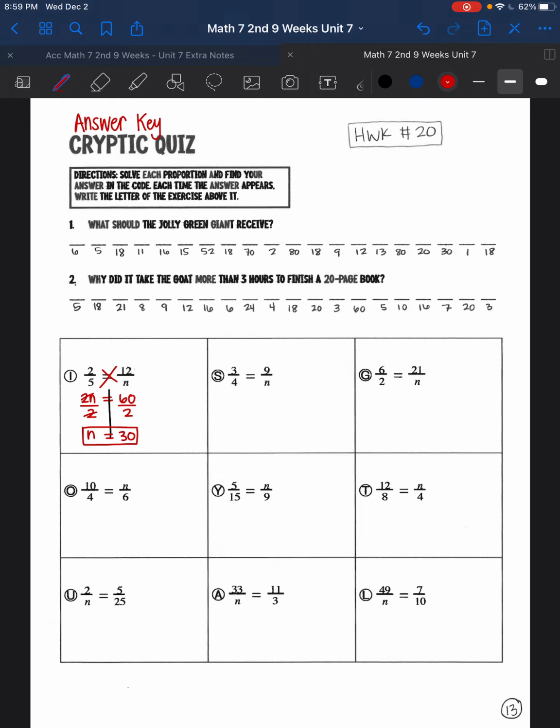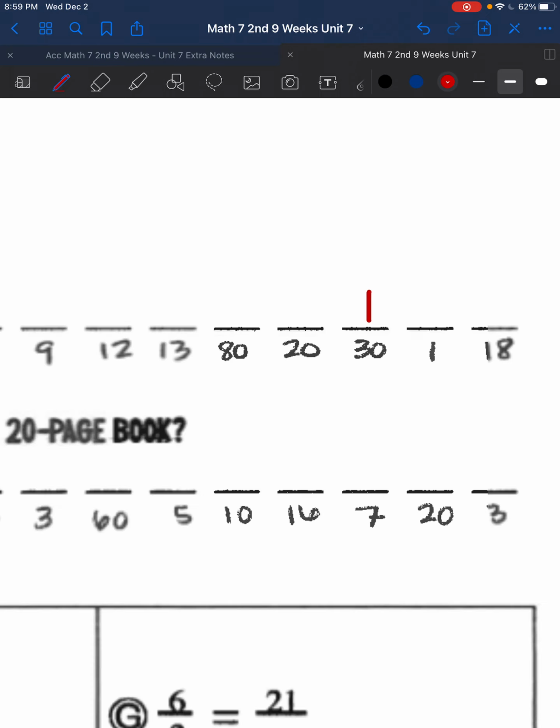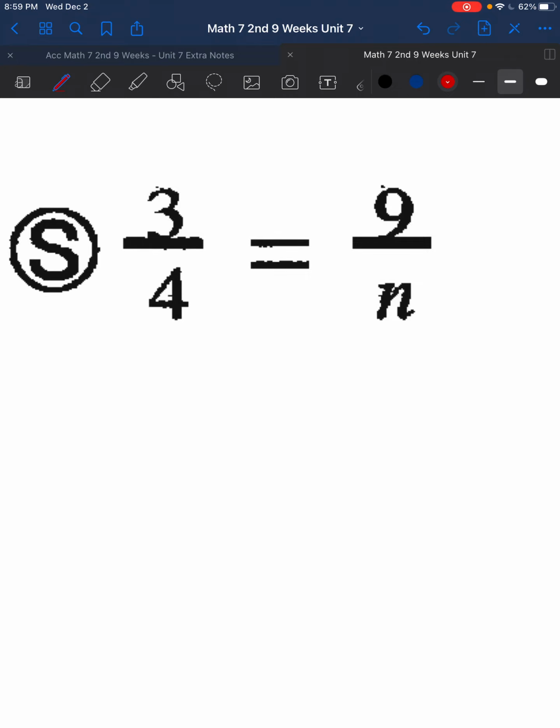So I'm going to look for 30. So I see a 30 right here, and I know I'm going to put an I. And is there a 30 in the second one? I don't see one. Okay, so let's move on to the S.